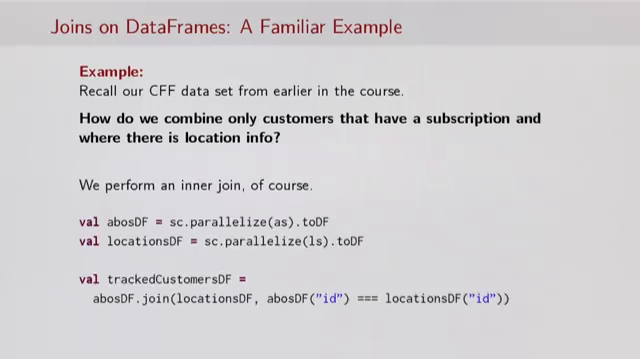Well, we perform an inner join, of course, because as the problem statement says, we want to combine these two data sets such that we have a resulting data set that contains only customers that have both a subscription and location info. So we want an inner join. That said, assuming that we have abosDF and locationsDF, all we have to do is call abosDF, then we say join locationsDF, we say, okay, our key is going to be ID here, and that's it. That's all we do. This is by default an inner join if we don't pass a parameter specifying the join. So by default, join is an inner join unless we say otherwise.